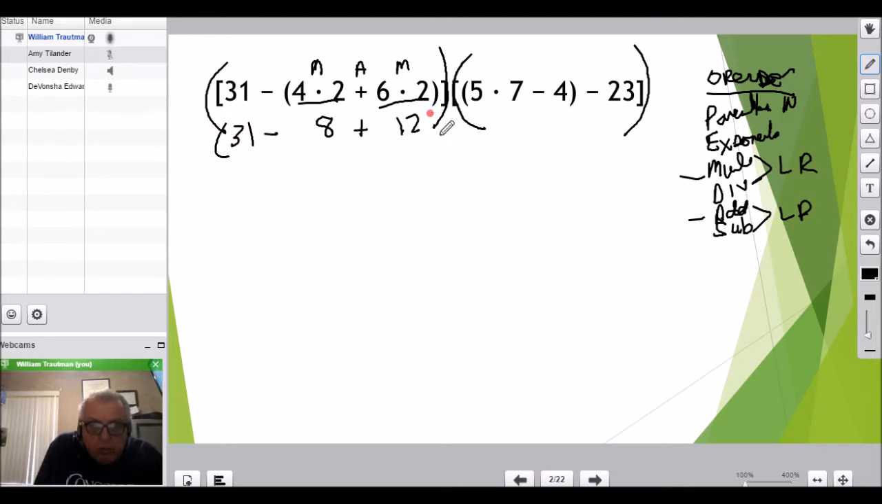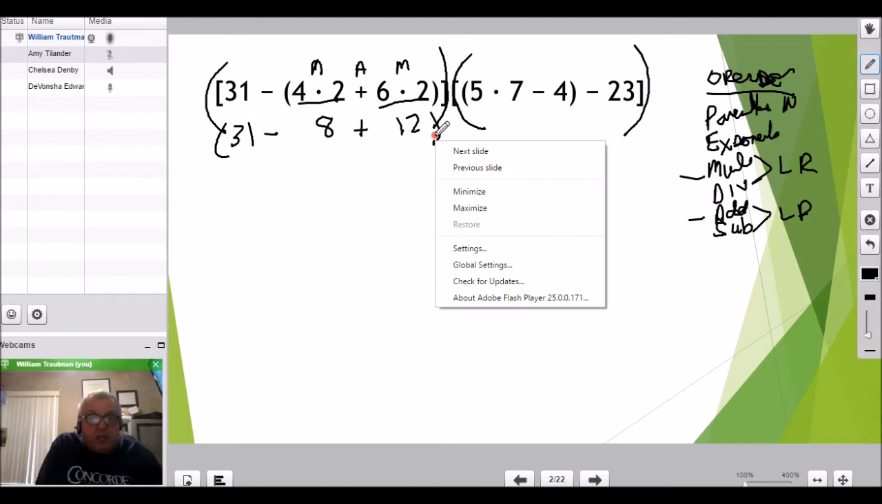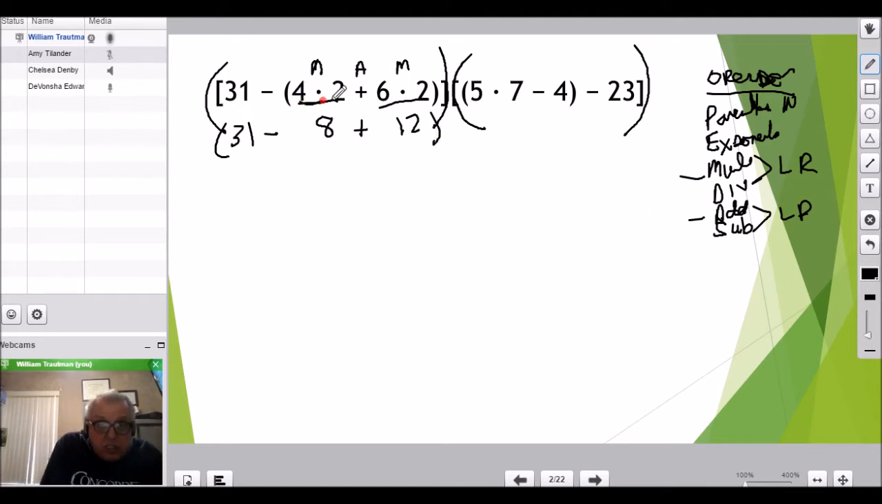So we did all the multiply, and don't forget, you do the multiply from left to right. That's why I did this 4 times 2 first, and then the 6 times 2. Now we're going to add and subtract from left to right. By the way, let's do the multiply on the other one. 5 times 7, this is the first multiply or divide I see, 35.